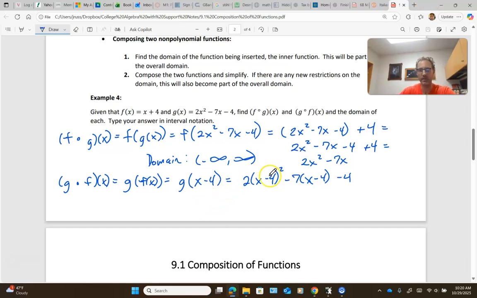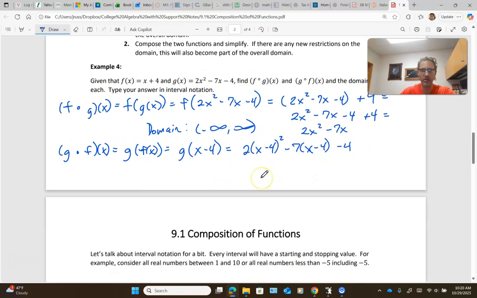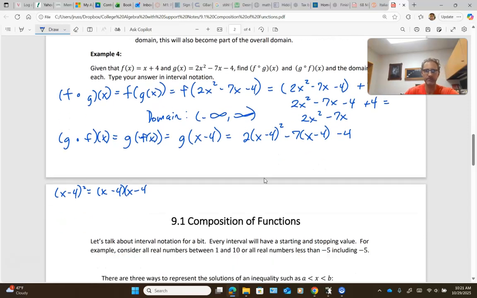First thing we need to do is square this binomial. Okay, so we've done that before. X minus 4 squared means x minus 4 times another x minus 4. So x times x, that's x squared. If you do the outer and the inner, you'll get negative 4x and another negative 4x. And then negative 4 times negative 4 is positive 16. And when we combine these two like terms in the middle, two negative 4's give us a negative 8x plus 16.